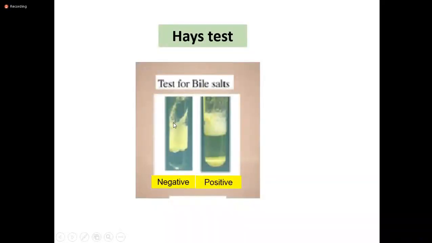You can see here, in the normal sample, it is floating on the surface, but in the positive sample, you can see the sulfur powder is in the bottom of the tube. So that is what you have to explain.